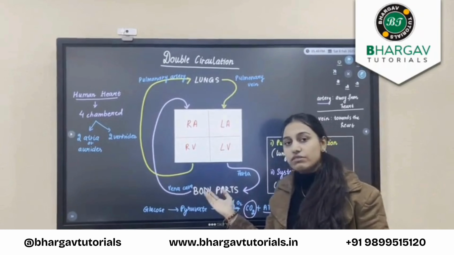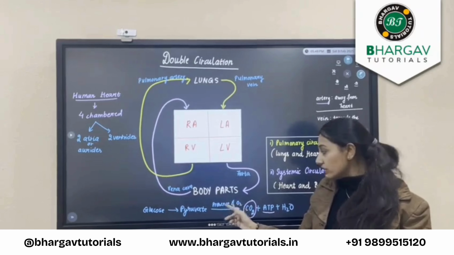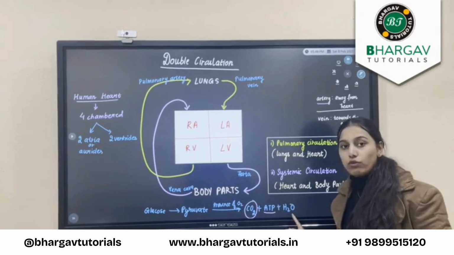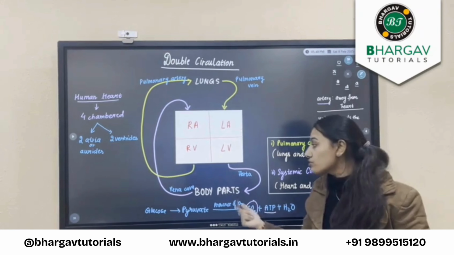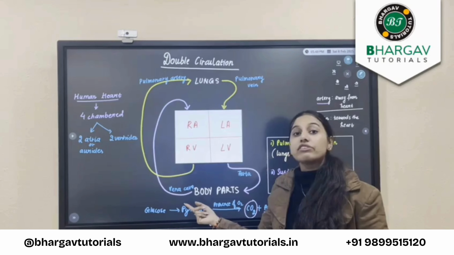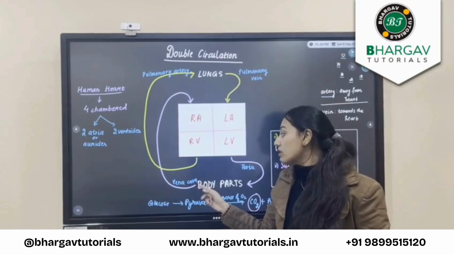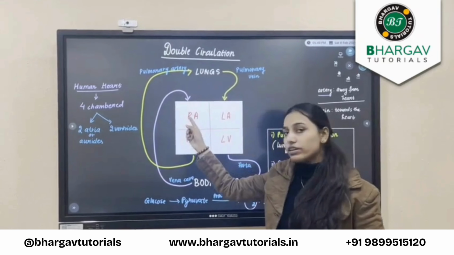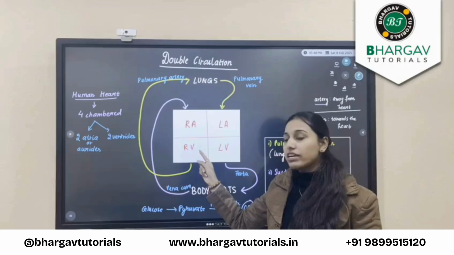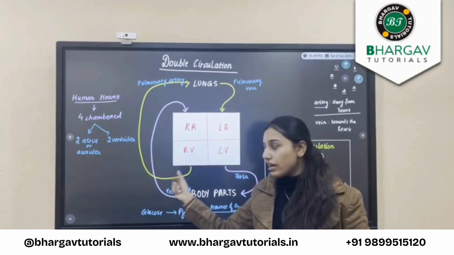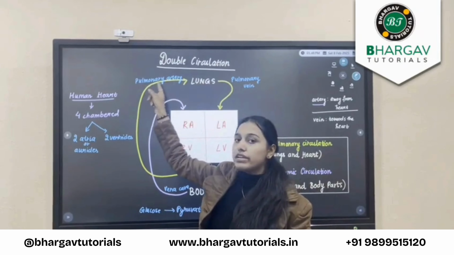Then body parts, as we have already studied, glucose converts to pyruvate, and pyruvate in the presence of oxygen forms carbon dioxide, water and ATP. But we need to release CO2. So deoxygenated blood, that means blood rich in carbon dioxide, will be taken by the vena cava, which is a vein. So it will be taken to the right auricle of the heart, then it comes to the right ventricle. This blood will be carried forward by an artery away from the heart, so artery, but it is moving towards the lungs, so it would be the pulmonary artery.